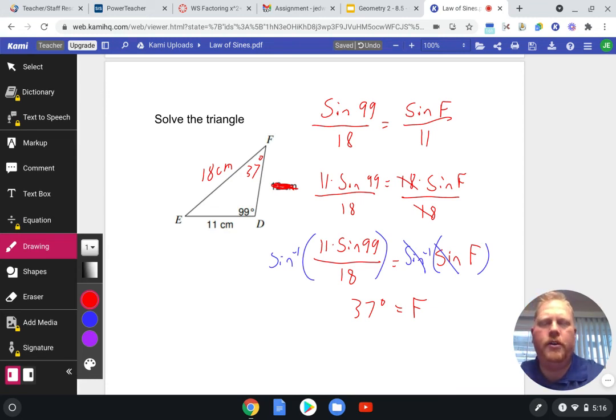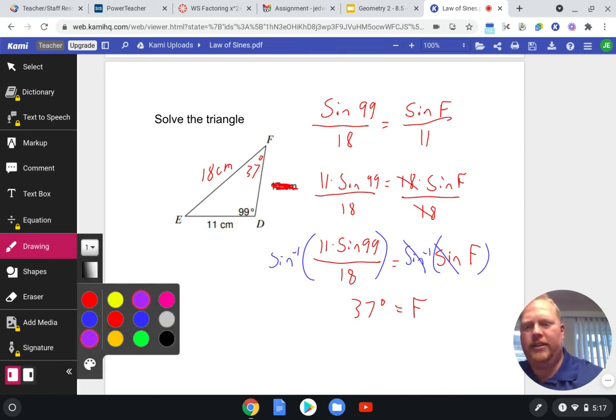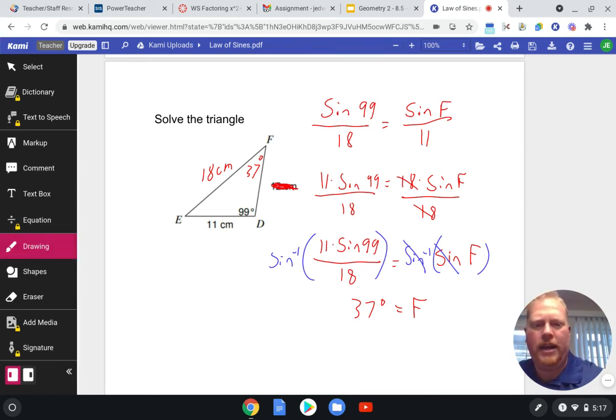Okay, so when it says solve the triangle, we've got to find every single side and every single angle. So I've found two of the angles now. I've got two of the sides. Well, we are in luck because we can figure out that third angle by taking the 99 and the 37 and subtracting it from 180. So when I add that up, I get 136, and then take 136 and subtract it from 180, and we're looking at 44.